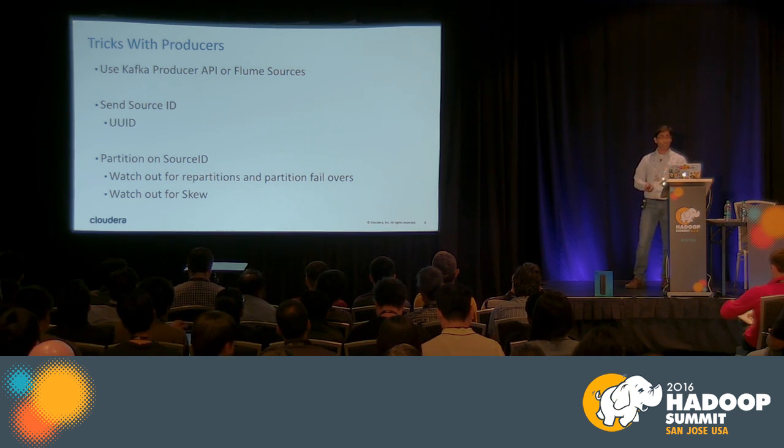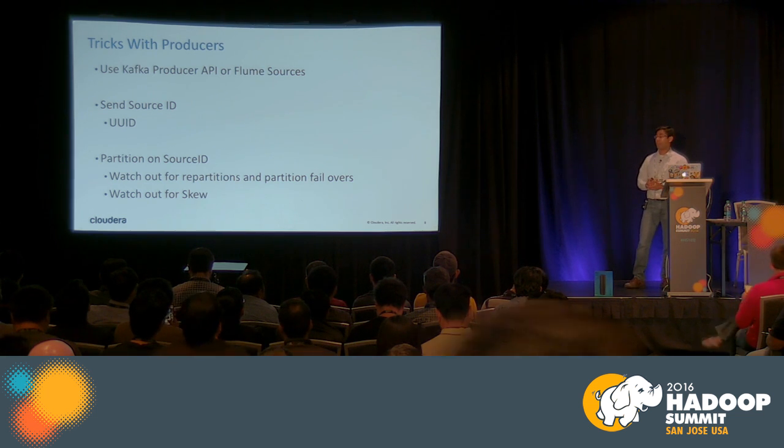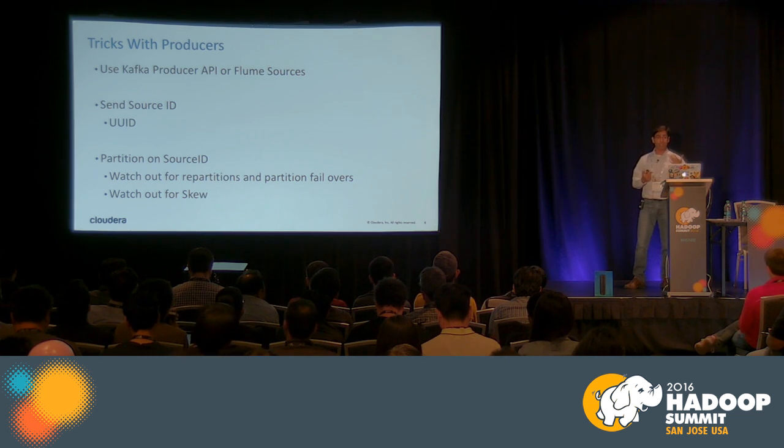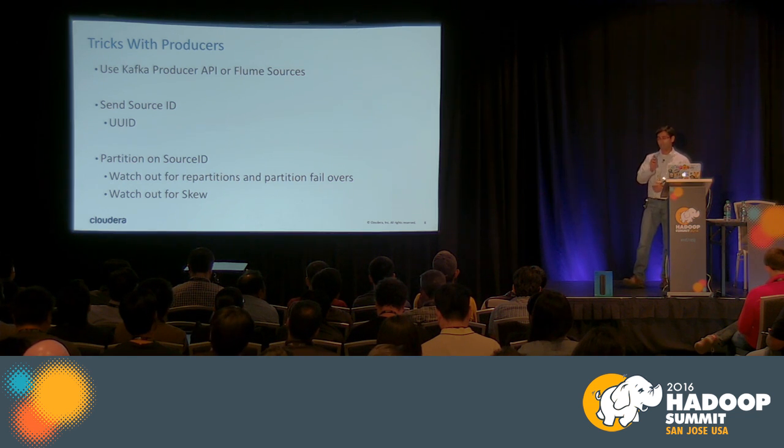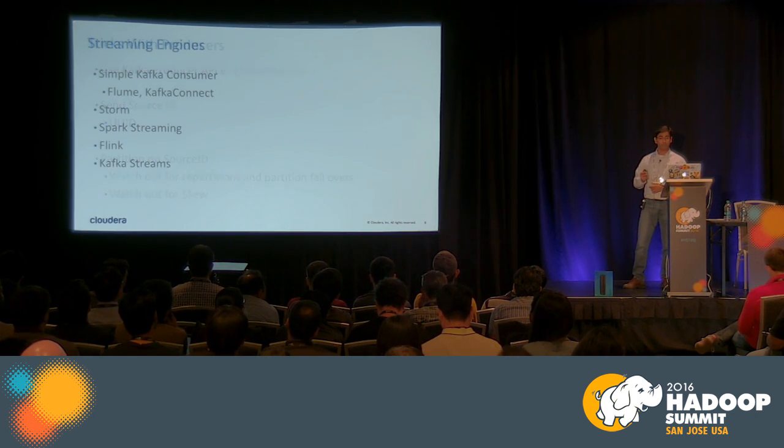But if you are going to use a source ID, do remember that you want to make sure there isn't heavy skew. Because if most of the incoming data is going to have the same key, then you end up with one bloated partition that's going to affect performance. So that's something to be mindful of.